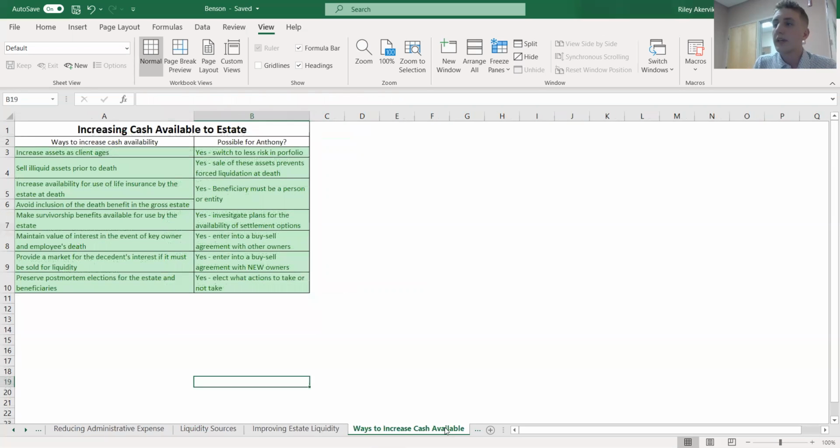With that, we can also look at ways to increase cash availability for the estate. And this is the same thing as the last sheet here. All of these are feasible options for you, but some of the key areas to note here are to first increase the assets as you age. And to do this, we would switch your investment portfolio to a lower risk since you are currently at a moderate risk. So we could look at moving you down to more of a conservative moderate, or all the way down to conservative even.